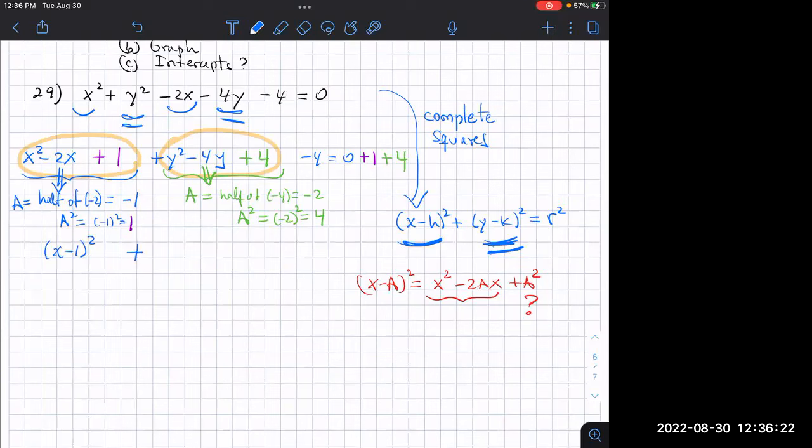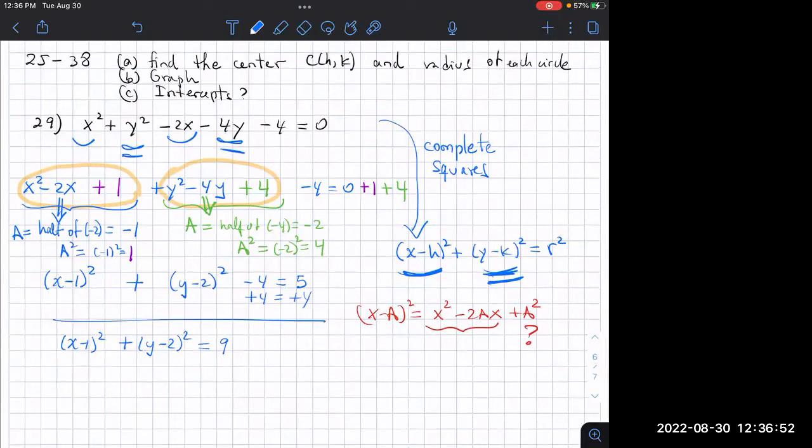Plus the other one would be y minus 2 squared, and then I have a minus 4 equals 1 plus 4, which is 5. I want the negative 4 on the other side, so add a 4 on both sides. So now my equation is x minus 1 squared plus y minus 2 squared equals 9.